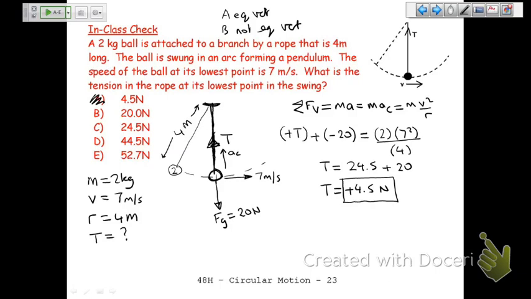So again, what was my approach? I drew a decent diagram. I applied Newton's second law because there was an acceleration, this time vertically. I recognized that the acceleration was centripetal, so it's v squared over r. And then I let the math take care of itself. So it's the same approach, it's just a different example of the same approach.